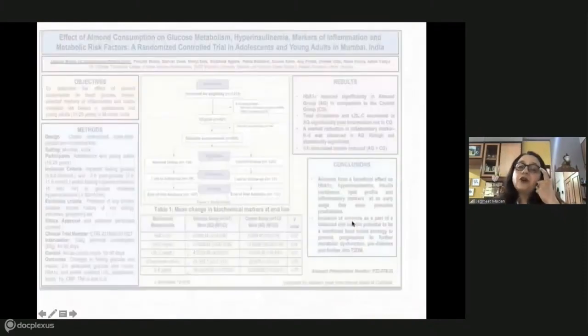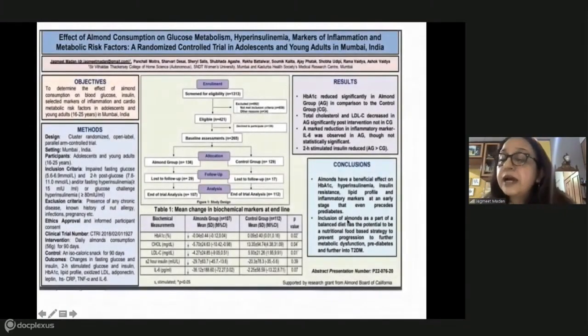So what I want to share with you is this randomized controlled trial which we just finished and published in Frontiers in Nutrition in June 2021, where we supplemented the experimental group with 2 handfuls of almonds.